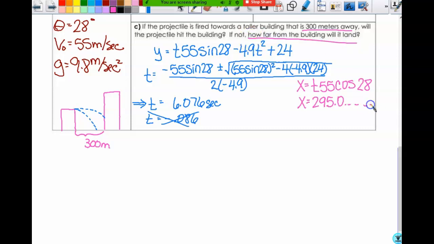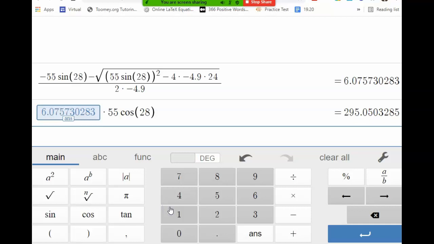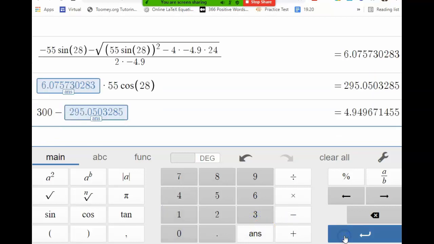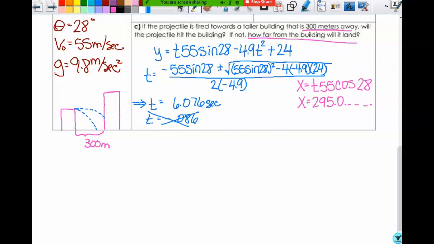What do I actually need to do with this number? Subtract it from what? 300. So now I go back over here and I do 300 minus my answer, and boom, there we go. So it's 4.950. So the answer is no. It will land 4.950 meters away.